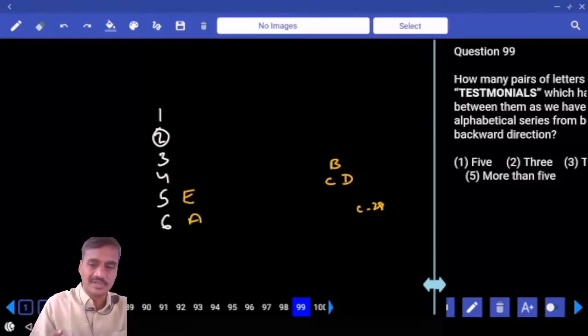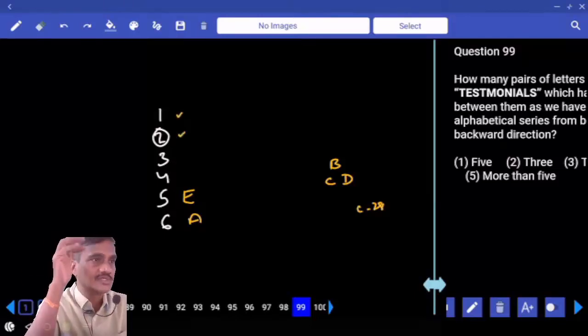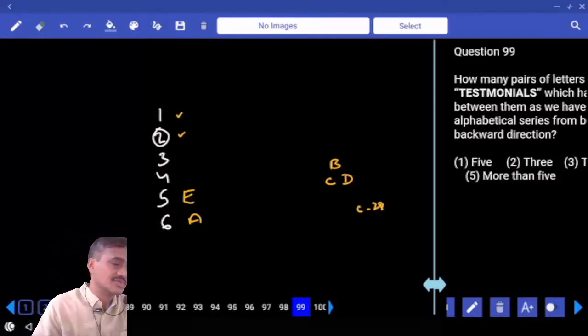Now among the remaining, B, C and D, B can be here or B can be here. Hence we are having more than one possibility. Hence, one alone is not sufficient. Then coming to the second one, only three bags are lighter than C. C cannot be lighter than only three bags, and C must be at the third place.